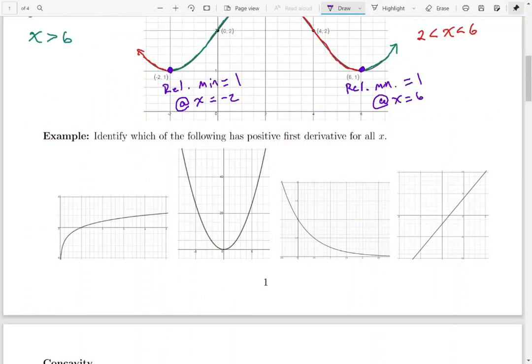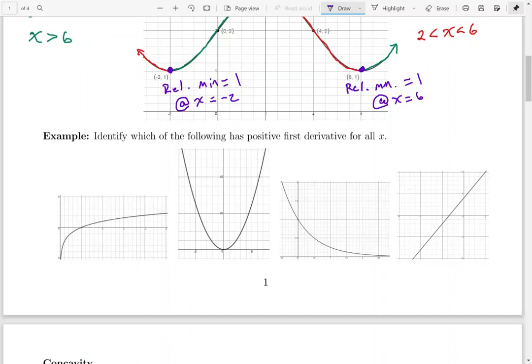Now we want to look at these images and think about which one of these has a positive first derivative for all of the x values. If we make the claim that the functions we're about to choose have positive derivatives for all x values, that means that the entire thing has to be increasing as we move from left to right.